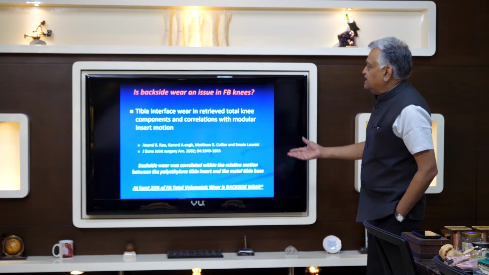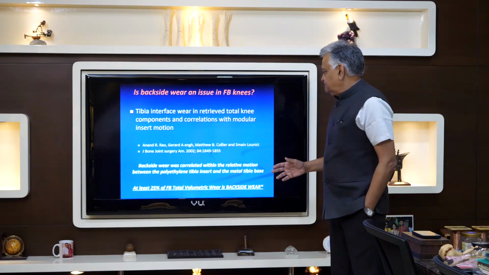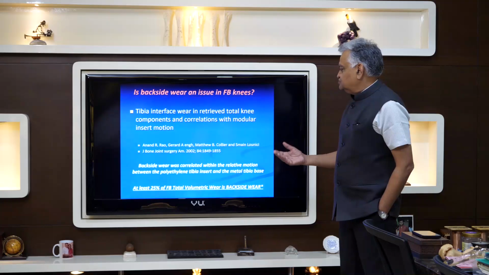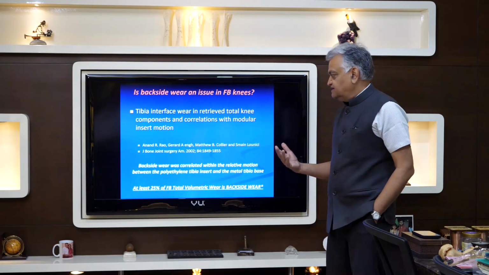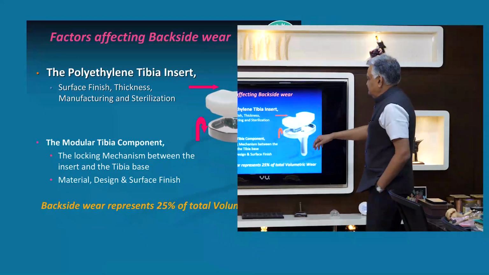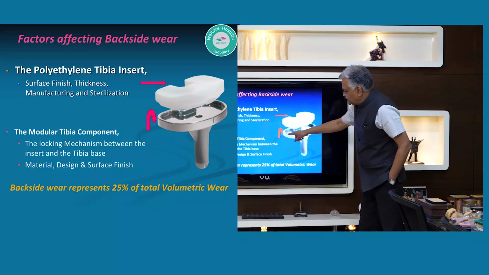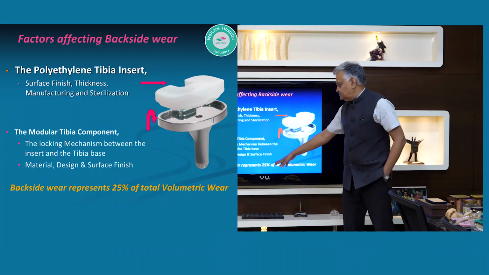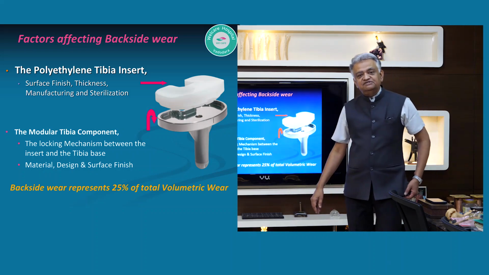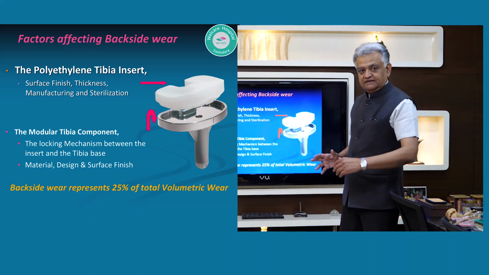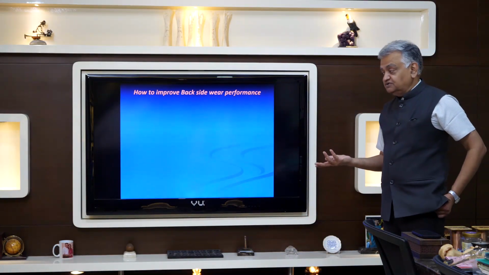Next, please. Is backside wear an issue in fixed bearing? Maybe I should just quickly go through this and we'll come back to it later, because I think I'm going into too much detail for this particular episode. Here, the poly insert, as you can see, has the locking mechanism. Backside wear represents 25% of the total volumetric wear that happens in a knee implant through its entire life cycle. 25%. So if you can reduce that, then that itself becomes a major thing.